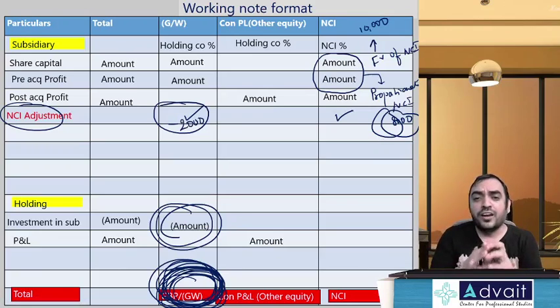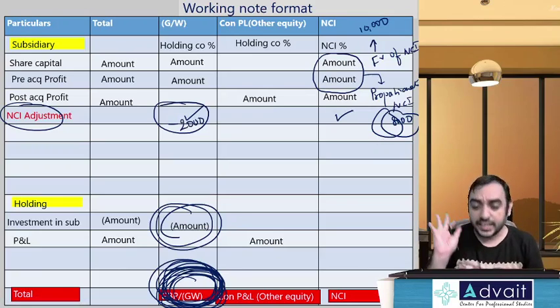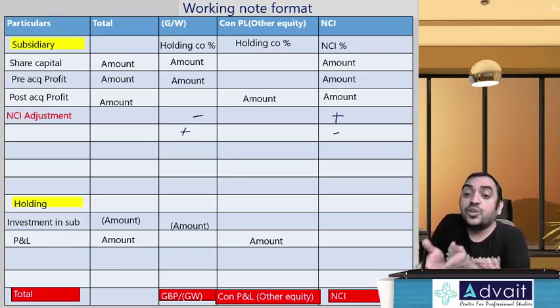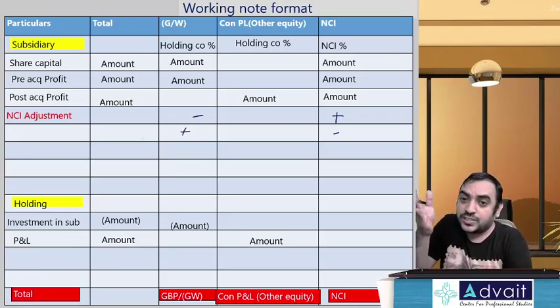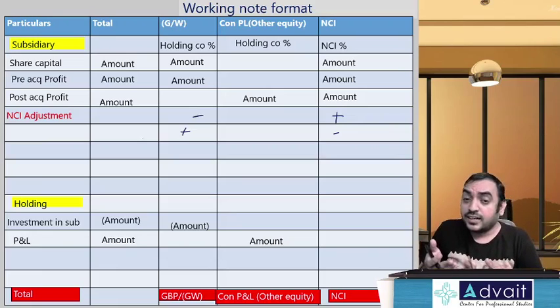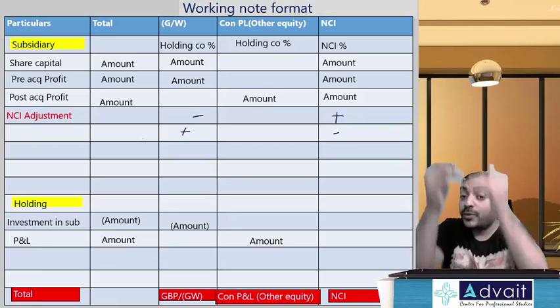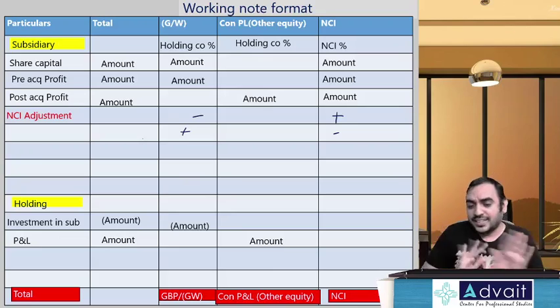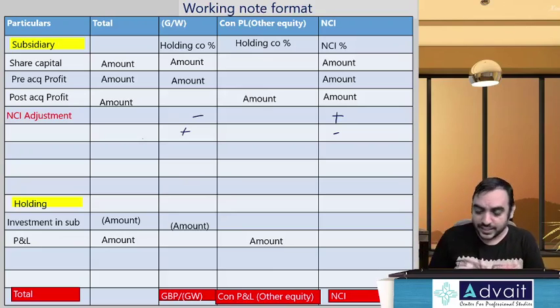This is full of logic. What is the simple technique? You do plus in the NCI column, minus in the goodwill column. You do minus in the NCI column, you do plus in the goodwill column. That's all you have to remember. Now the question is, when will you add in the NCI column? When the fair value is high, you do plus in the NCI column, and the opposite in the goodwill column. When the fair value is less, in the NCI column you subtract, and you do plus in the goodwill column. Just the opposite. I told you the logic; the technique is simple.